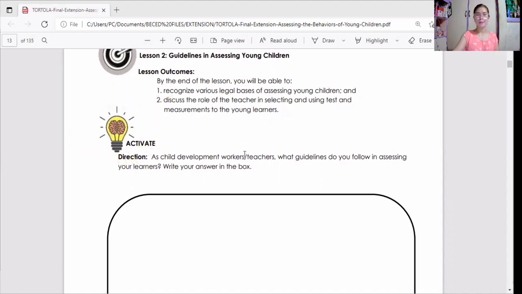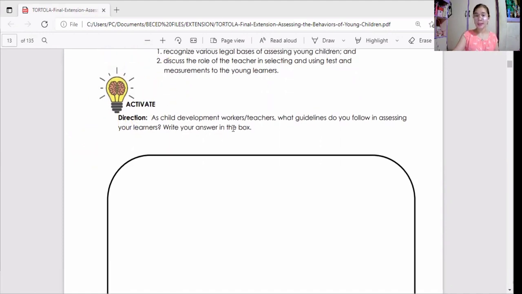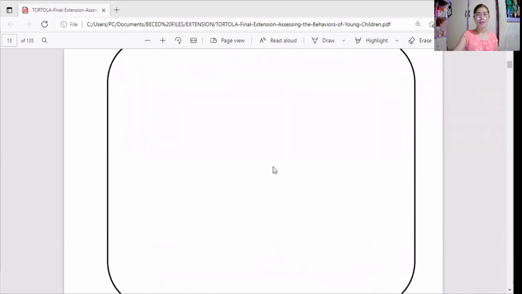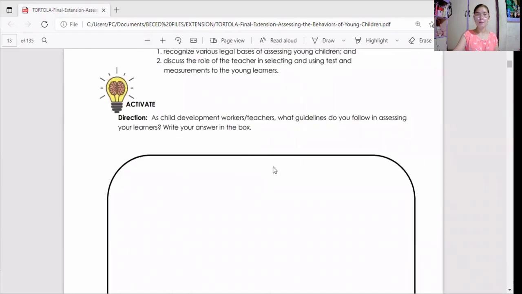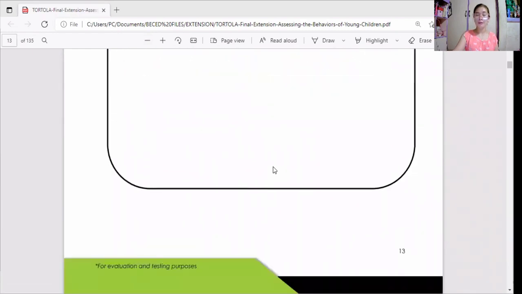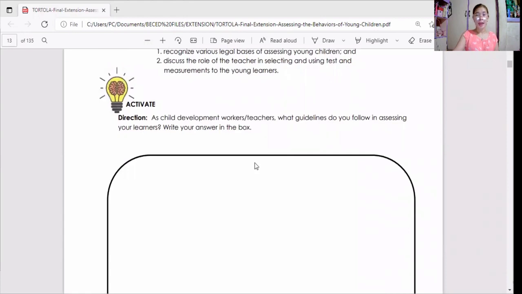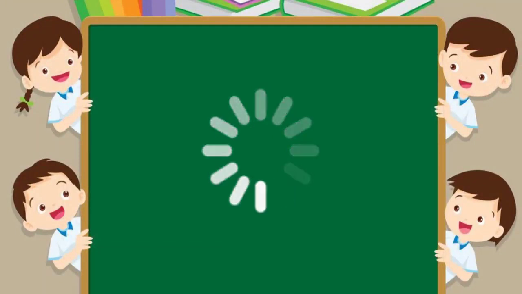And this is the direction. As child development workers or teachers, what guidelines do you follow in assessing your learners? Now you can answer or you can write your answer in the box. Now, this lesson can be found on page 13. Okay. You are going to write there if you know the guidelines that you follow as a child development worker. Now let's proceed to the acquire part.